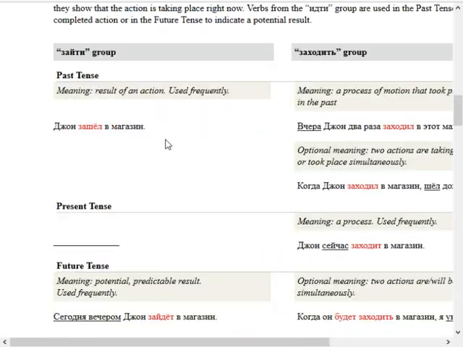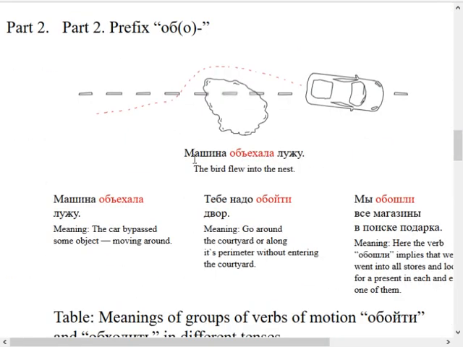Yeah, just very quickly, I just saw this picture here of ob. So you can see the car drove around this puddle. So yeah, the car bypassed some object. Объехала. Drove around.